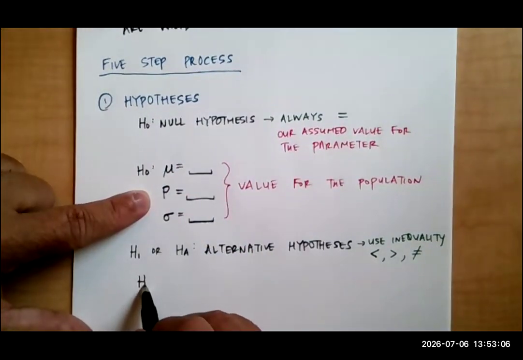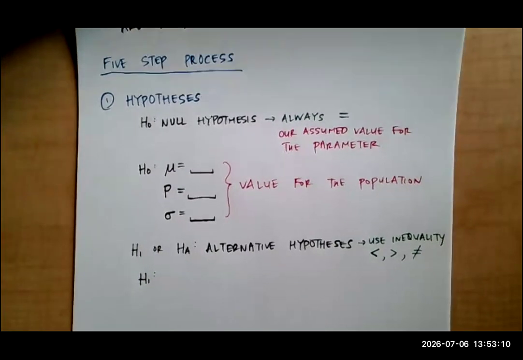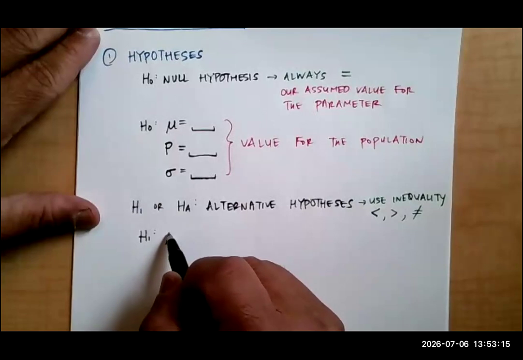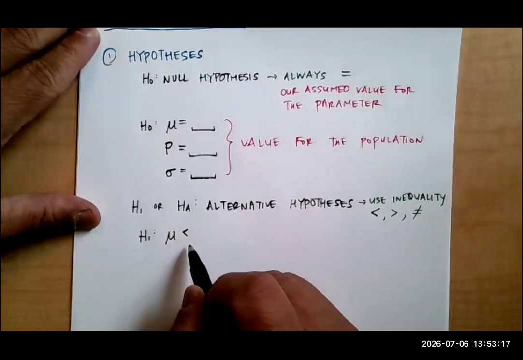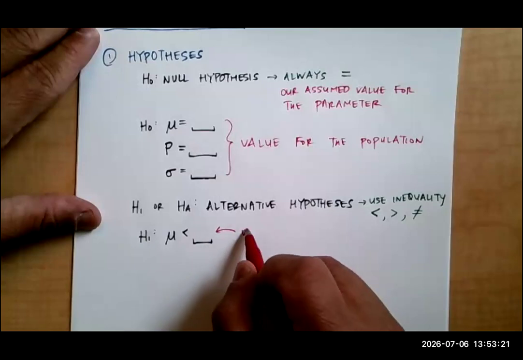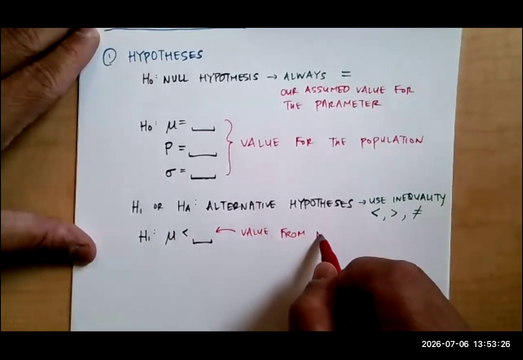And so with these, again, we're going to address that assumed value. For our alternative hypothesis, I'll use H sub 1 for my notation here. For that alternative hypothesis, we're going to see that mu is less than, and now in this value here, you're going to go back to our value from our null hypothesis.